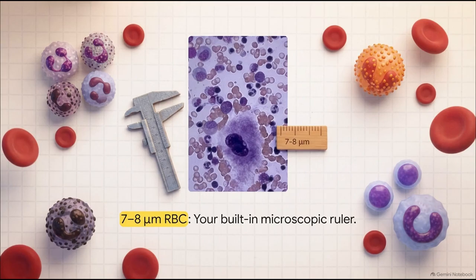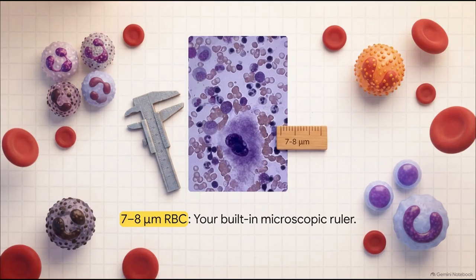Okay, so the absolutely crucial point for orientation on a normal smear is to always, and I mean always, use the 7 to 8 micrometer mature biconcave red blood cell as your built-in microscopic ruler. Measuring against that standard RBC is what lets you accurately gauge the size of literally every single neutrophil, eosinophil, basophil, lymphocyte, and monocyte you're going to encounter on your exam.